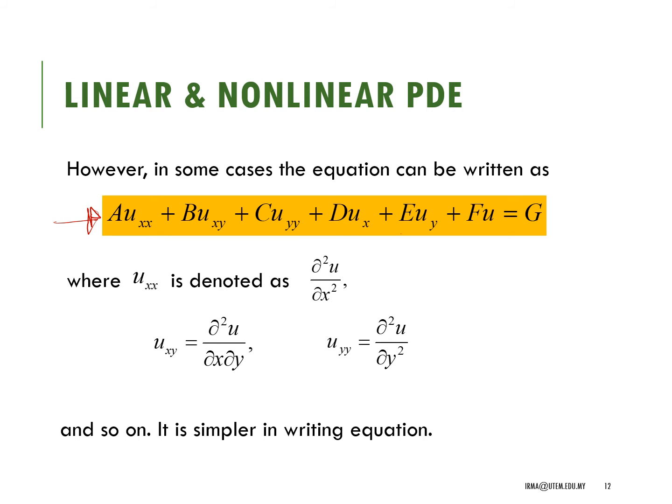Okay, so we know that uxx just now is actually the same as del squared u over del x squared, right? So our equation just now becomes simpler, and it's easy for you to see. Uxx means that you have the second order partial derivatives. Okay, uxx, this one uxy, this is uyy.